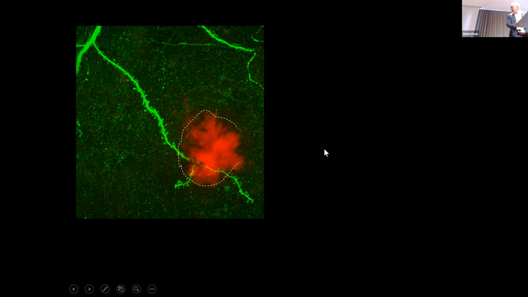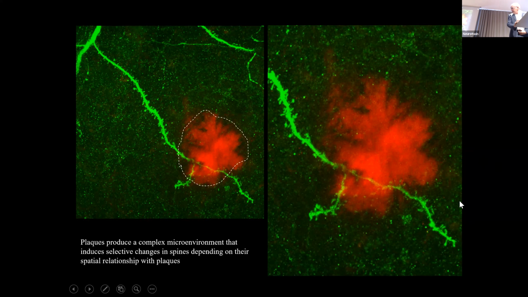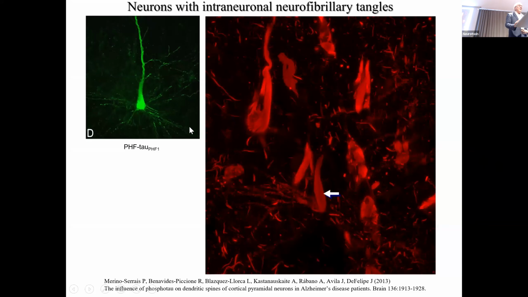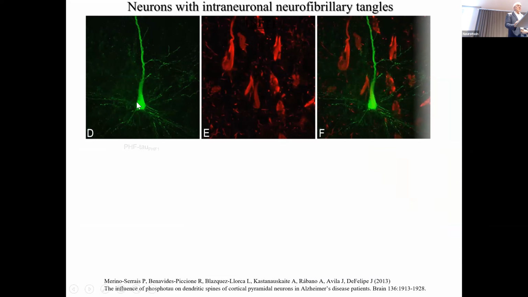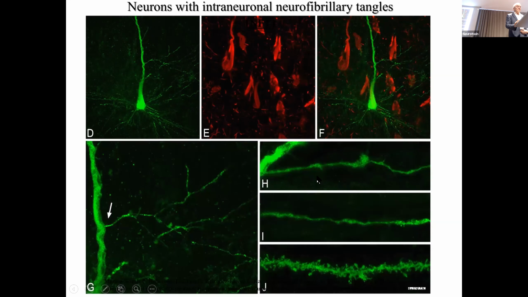This is another very nice example. You can see here the dendrite full of spines, and when you go near the plaque, in a very short segment the spines disappear. And this neuron has been injected, and this is the tau positive neuron with tangles. You can see the spines of the neighboring neuron, but in this one there are no spines, and the dendrites are very atrophic. So these neurons are disconnected.